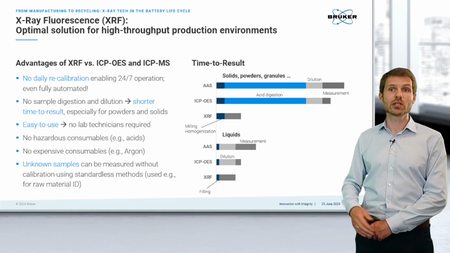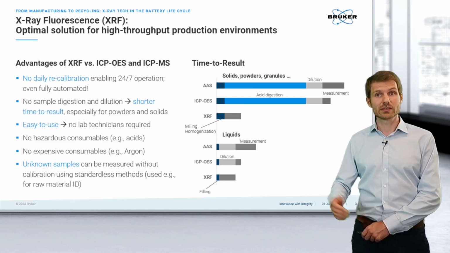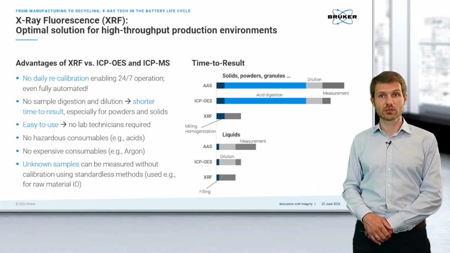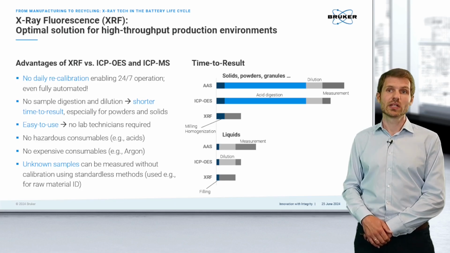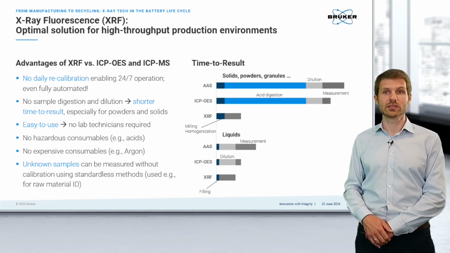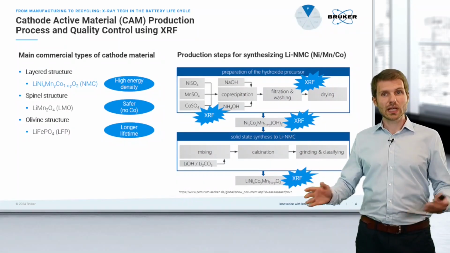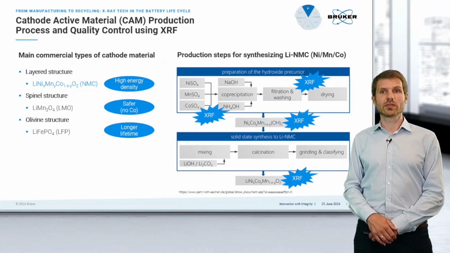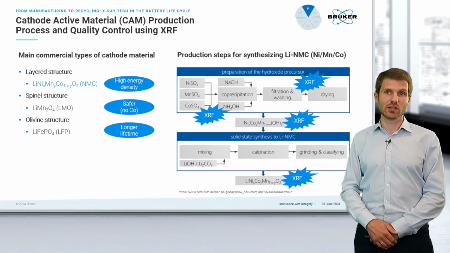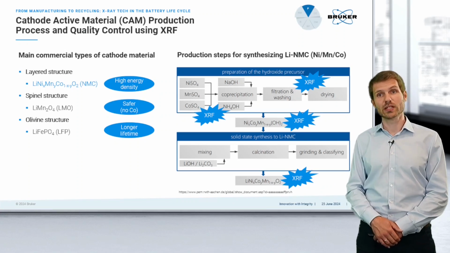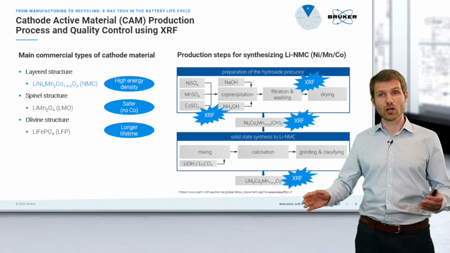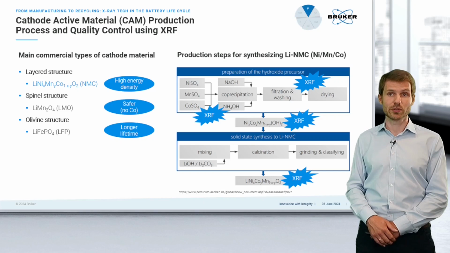So you don't need to calibrate for everything. For instance, raw materials can be nicely measured with so-called standardless programs, which use fundamental parameters. But now let's dive into some examples. One of the main use cases for XRF in battery manufacturing is along the cathode active material preparation.